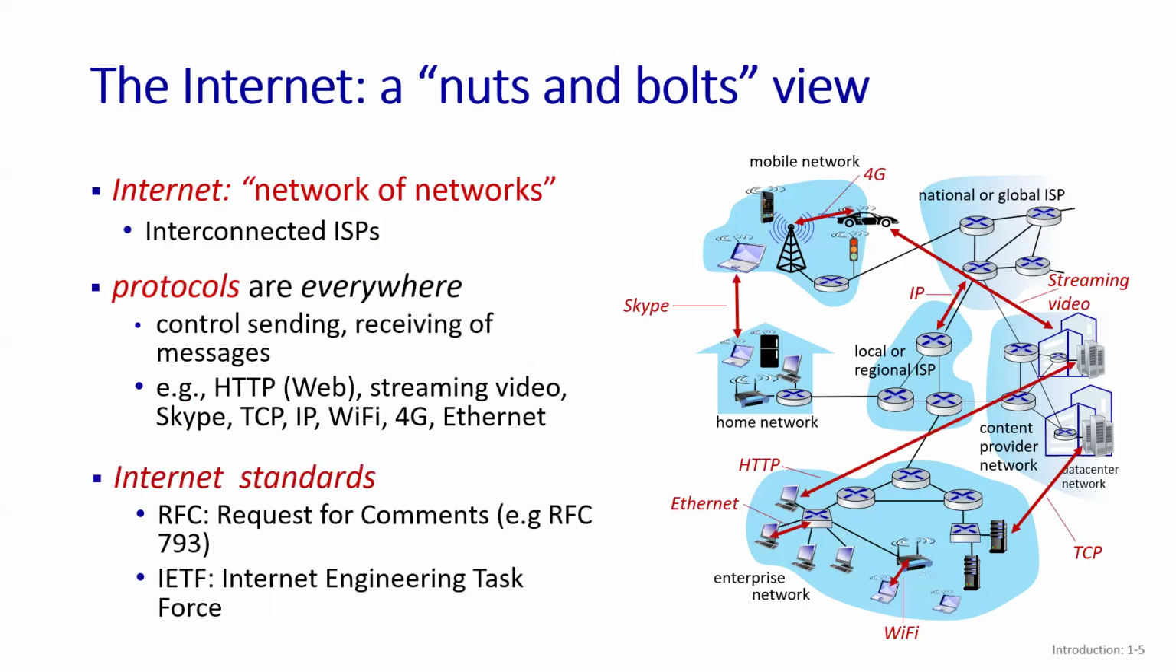So what is the internet? The internet is basically a network of networks. If you look at this whole picture, it represents the current internet infrastructure. What you see here is that there are hundreds and thousands of different ISPs which are connected to each other in order to build this whole internet.